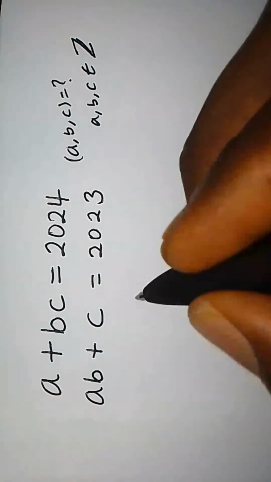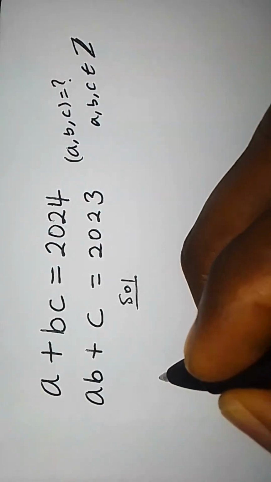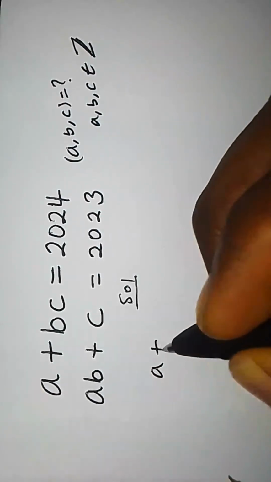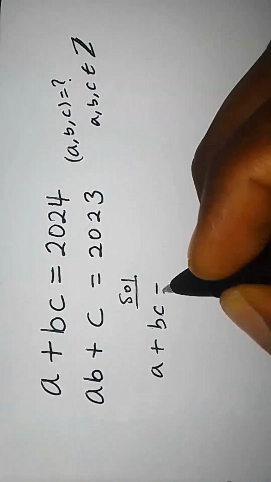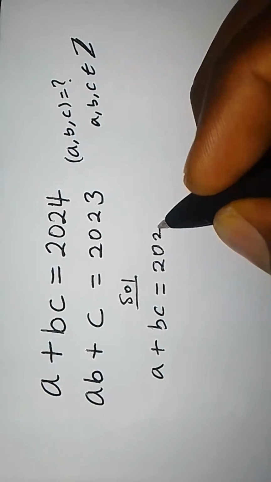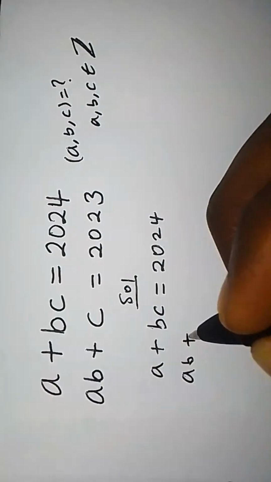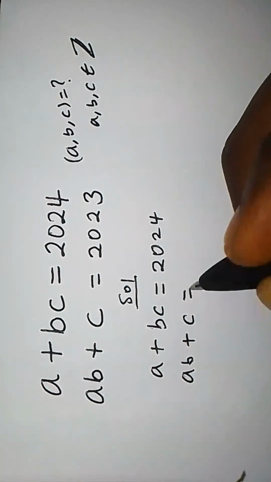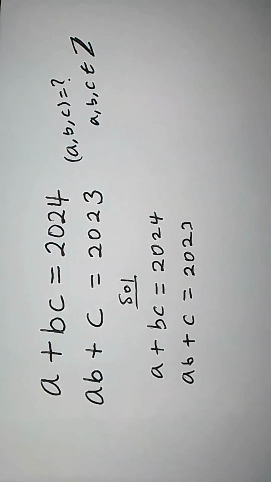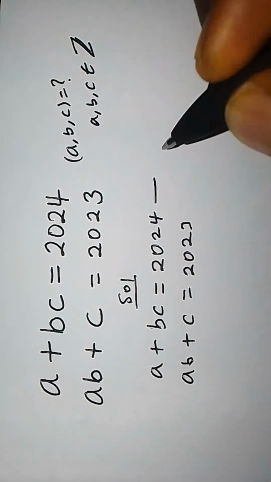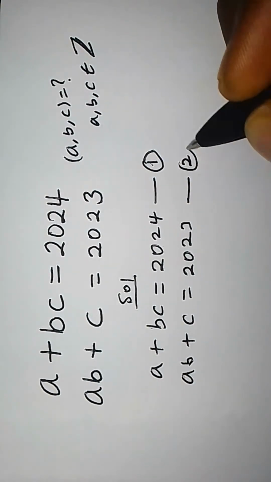So let's continue. Solution. Let's get down the question first. A plus BC equals 2024 and AB plus C is equal to 2023. Let's call this equation 1 and this equation 2.